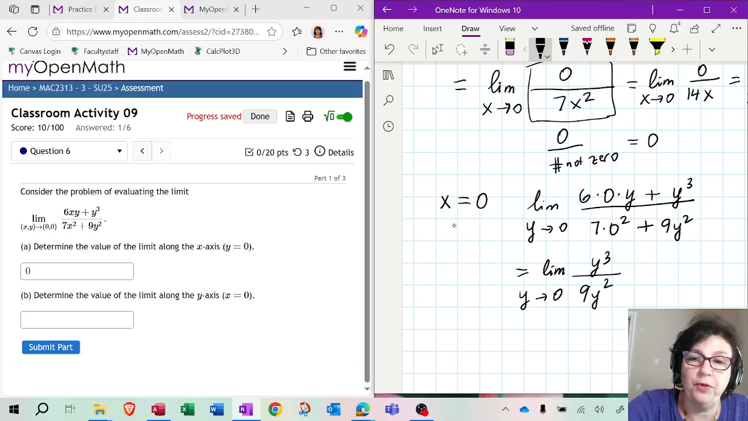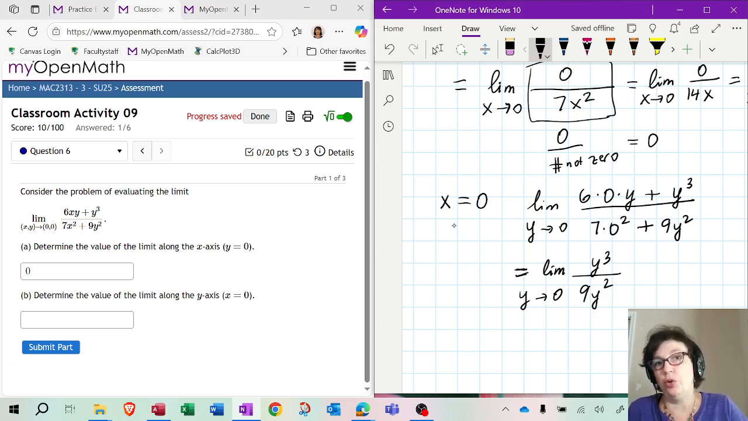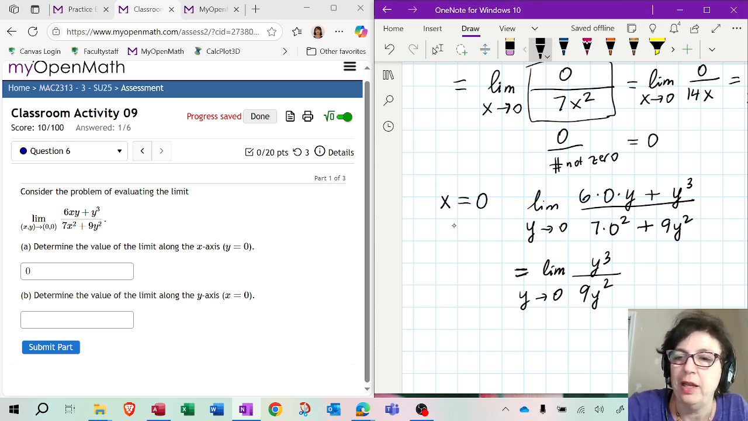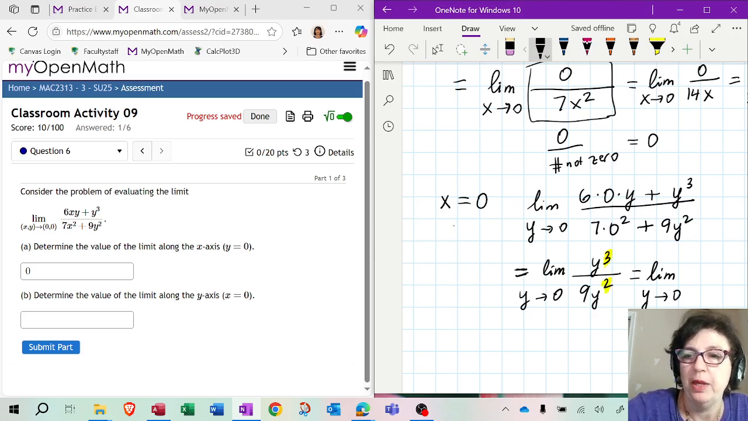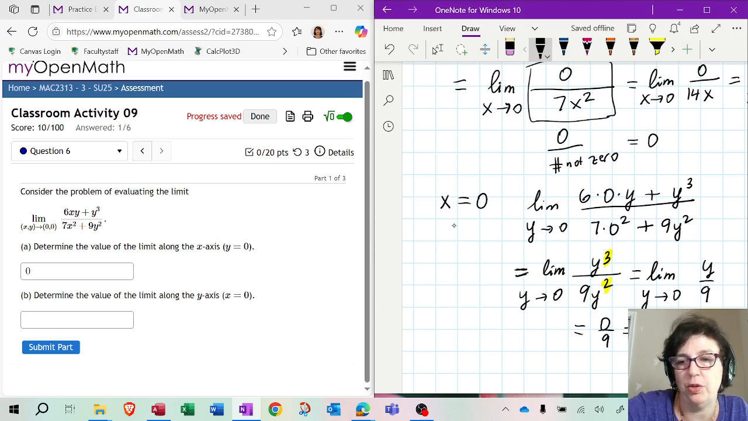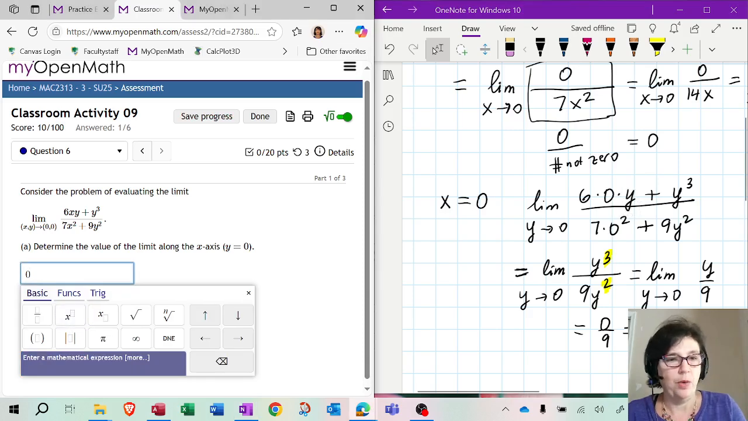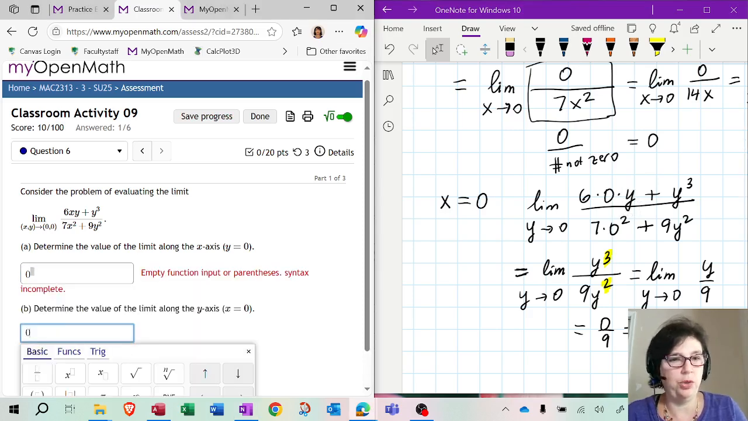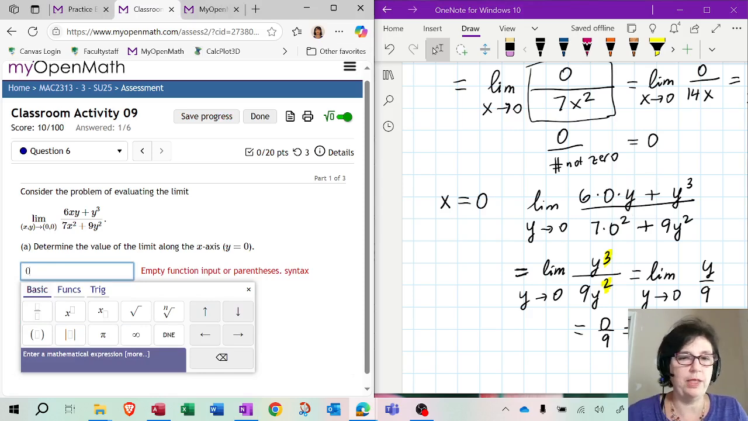Now, at this point, if you try to substitute y = 0, you'll get 0 over 0. So you could use L'Hopital's, but you can actually first reduce it by using rules of exponents. When you have y^3 divided by y^2, that's just y. So you get y divided by 9, which is no longer 0 divided by 0. When you substitute 0, this is just going to become 0 over 9, which is 0. And so that's 0.